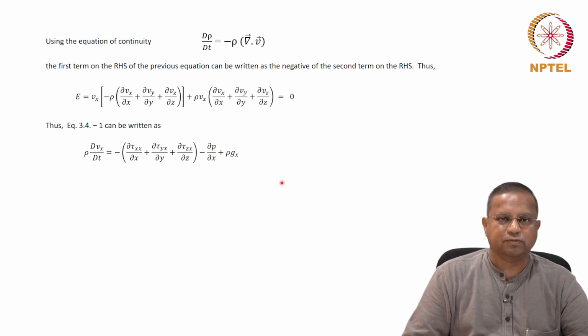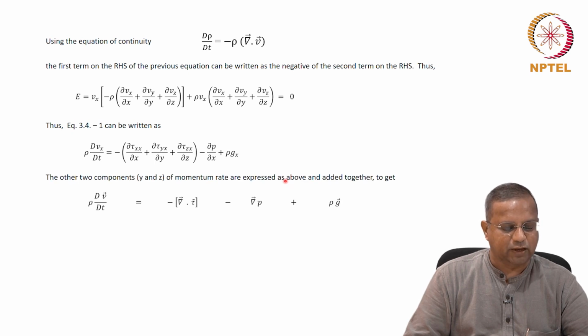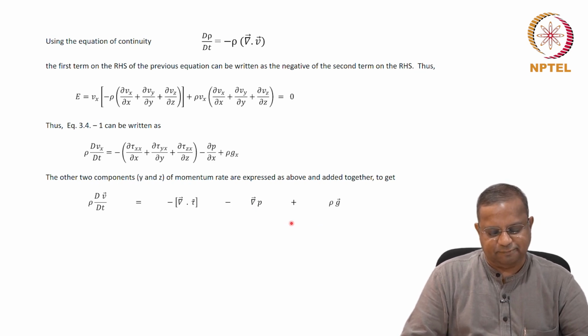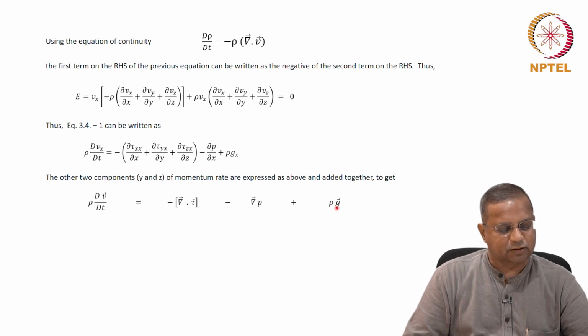So this is only for the x momentum. We needed to write this for the y and z. When we did that and expressed it in a compact vectorial form, this can be written as rho D v Dt, the substantial derivative of v, equals minus del dot tau, the shear stress tensor, minus del p plus rho g. Okay. So this is what we got.